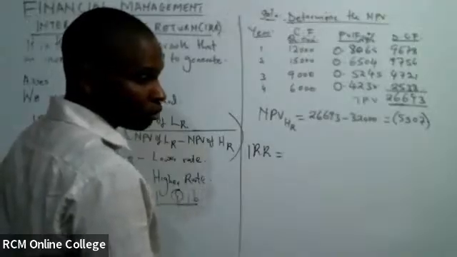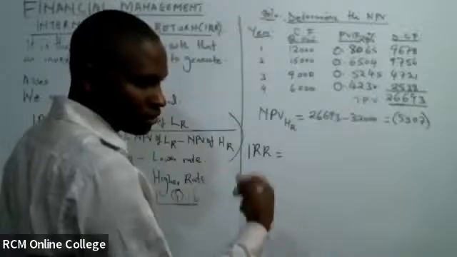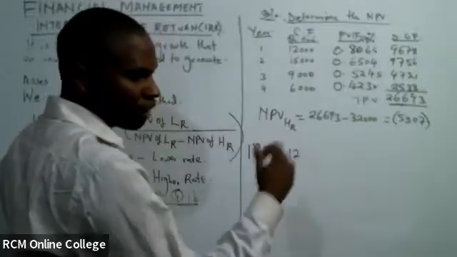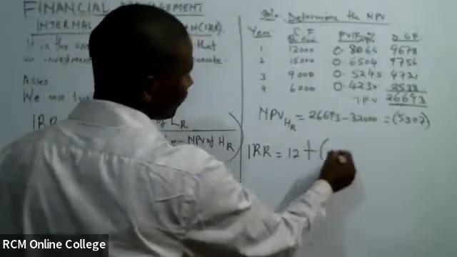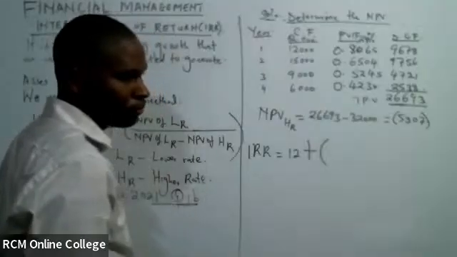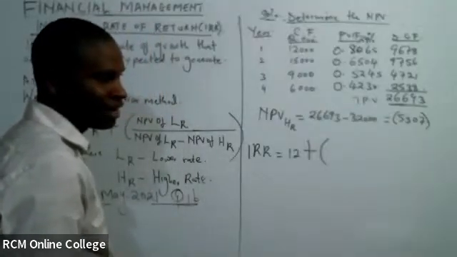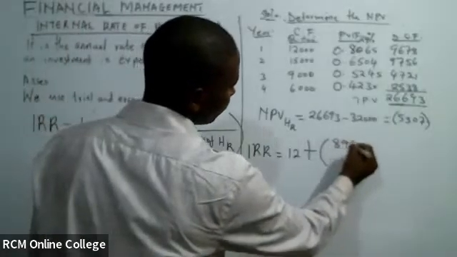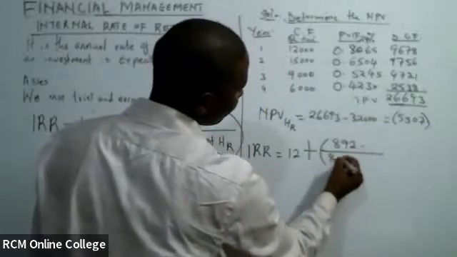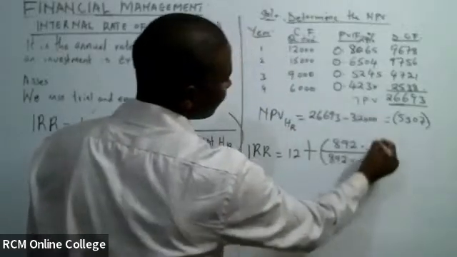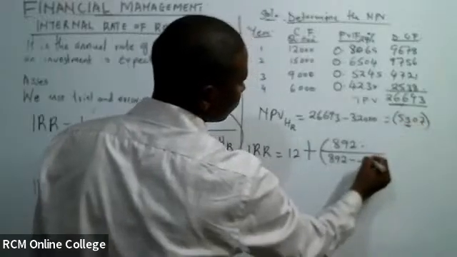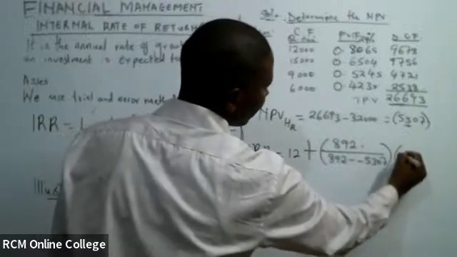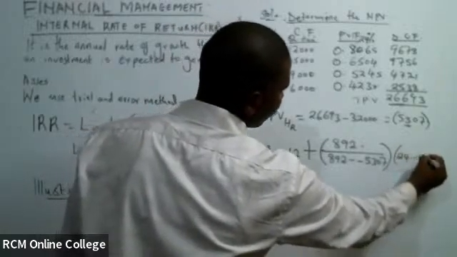Lower rate. Tulitumia gani? Whatever that examiner has given you. Ilikuwa 12, si ni lower rate, the cost of capital ndio hiyo. Plus NPV of lower rate tulipata ngapi? Hii ni kitu sasa rahisi sana. NPV of lower rate ilikuwa ngapi? 892, si ndio? 892. Divide by NPV of lower rate minus NPV of higher, which is 5307. At the end of the day, hiyo itakuwa plus. Higher rate ni ngapi? 24 minus lower rate of 12.